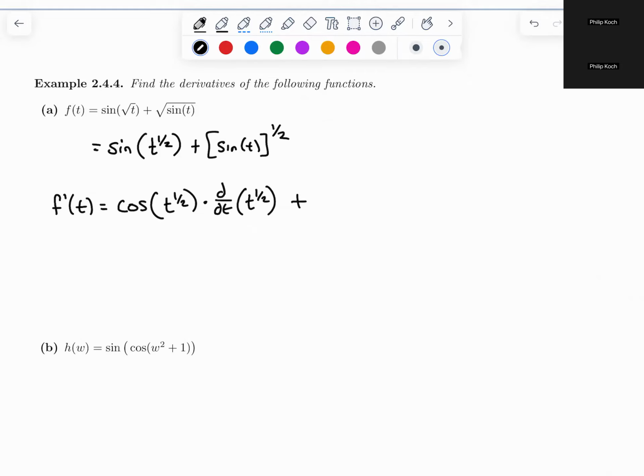plus the derivative of the outside function of the 1/2 power of sine of t. The outer function is that 1/2 power. So it'll be 1/2 sine of t to the negative 1/2 power times d/dt of sine of t.